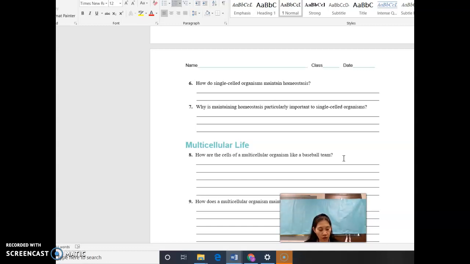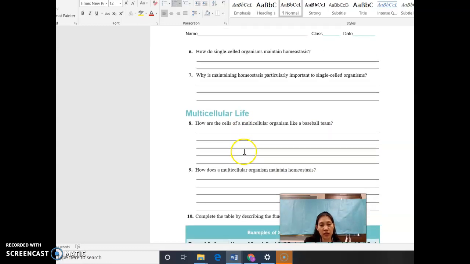So a multicellular organism has many different types of cells. Multi means many. Multicellular organisms have different types of cells with different shapes that specialize in one of the functions that keep the organism alive. They have many cells and they help together. It is like a baseball team with different players, and each has specialized work or jobs that must be done so the team can function. So it's the same as multicellular life.